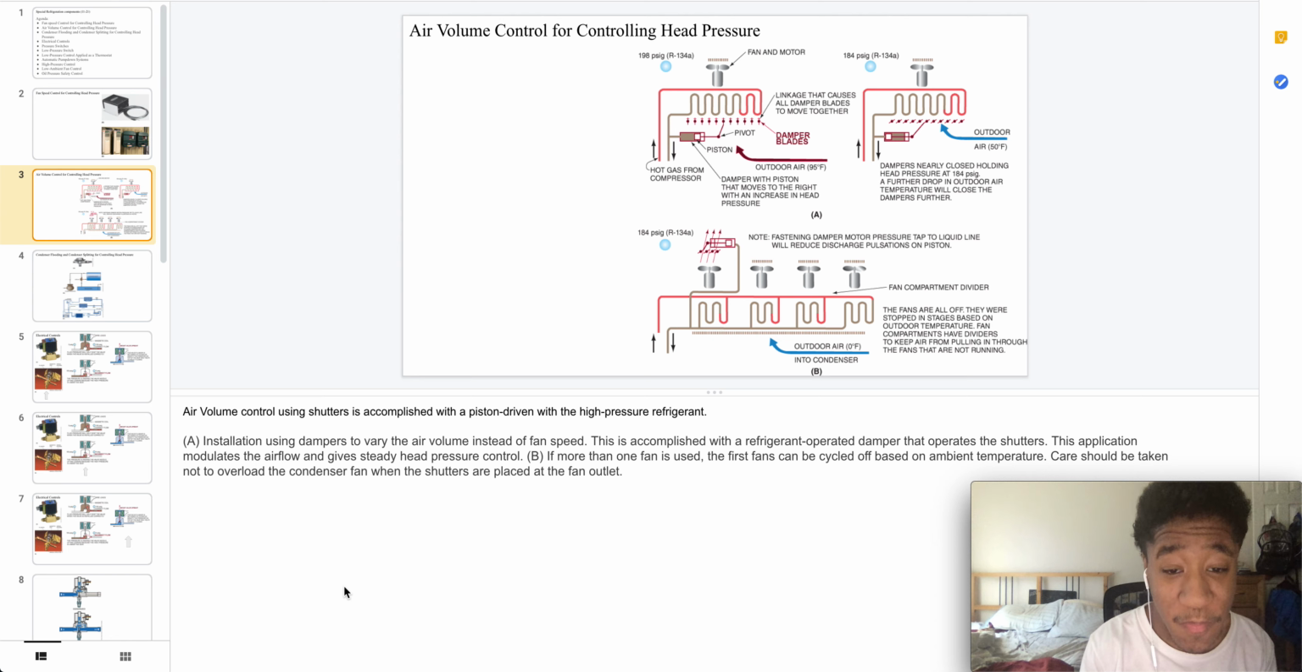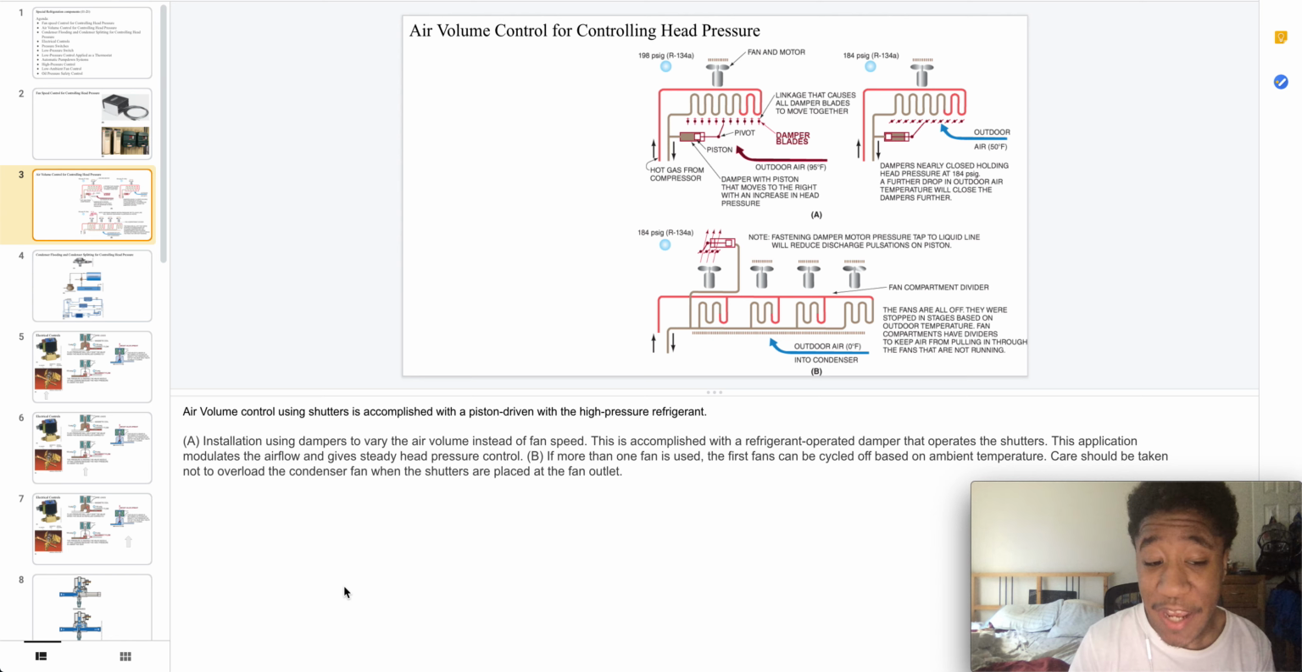Here we have air volume control for controlling head pressure. So, air volume control using shutters is accomplished with a piston driven with the high temperature refrigerant, or high pressure refrigerant. A is when an installation is using dampers to vary the air volume of a fan speed. And it's accomplished with a refrigerant-operated damper that operates with the shutters.